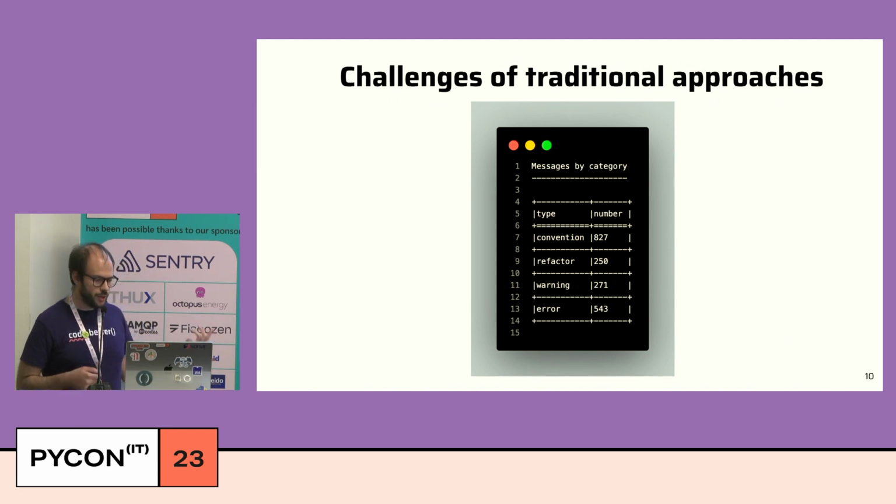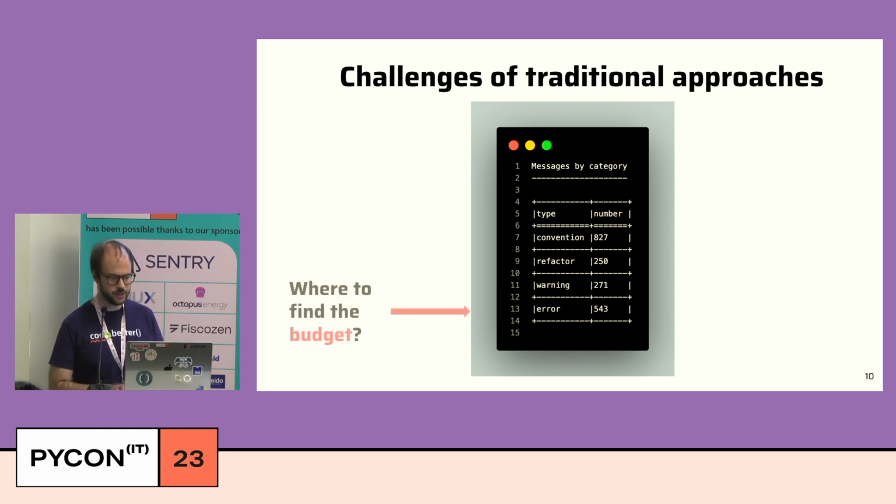And so here you see in this slide a recap of the messages that we saw in the previous slide. So you see that we have 800 conventions that are not respected, refactoring suggestions, a lot of warnings and errors. So let's see a few challenges of what I call here the traditional approach to code quality.